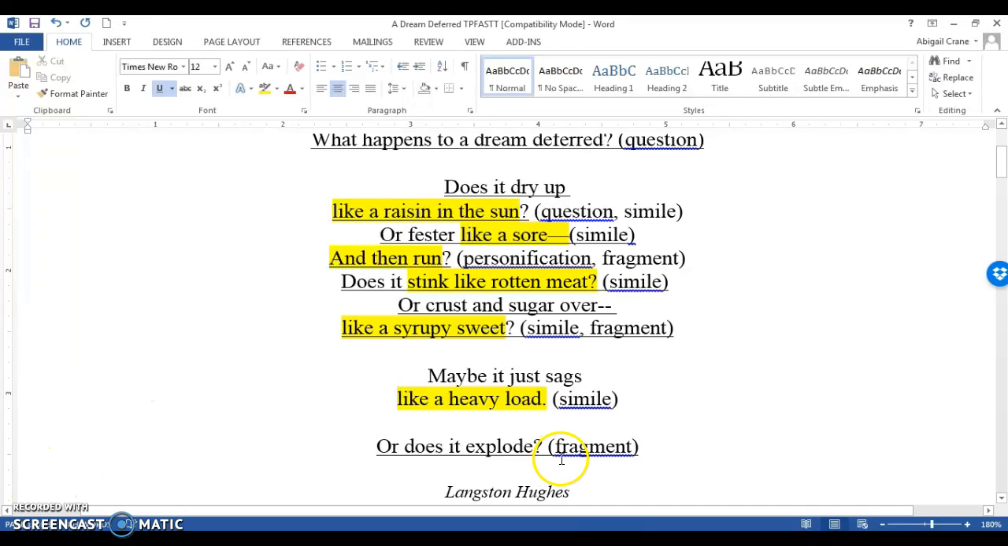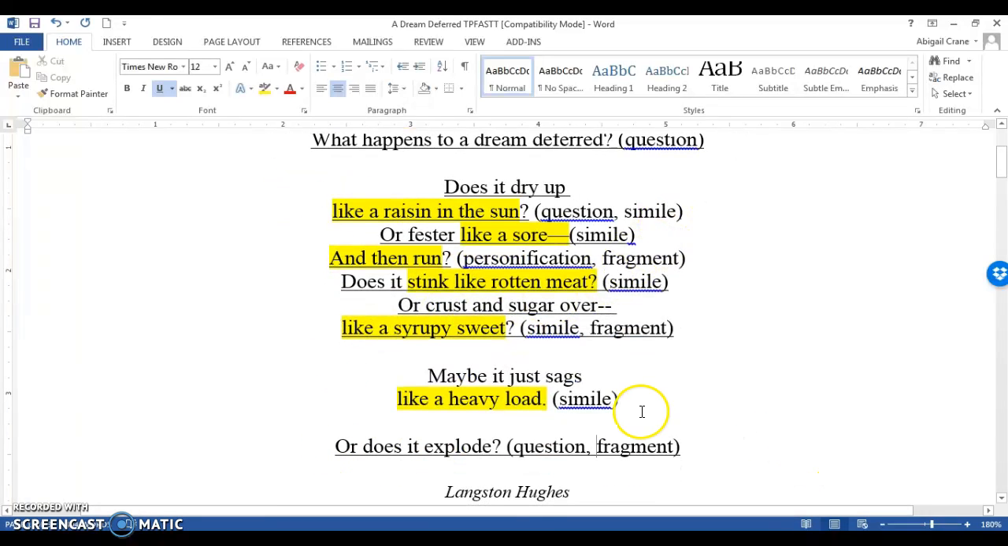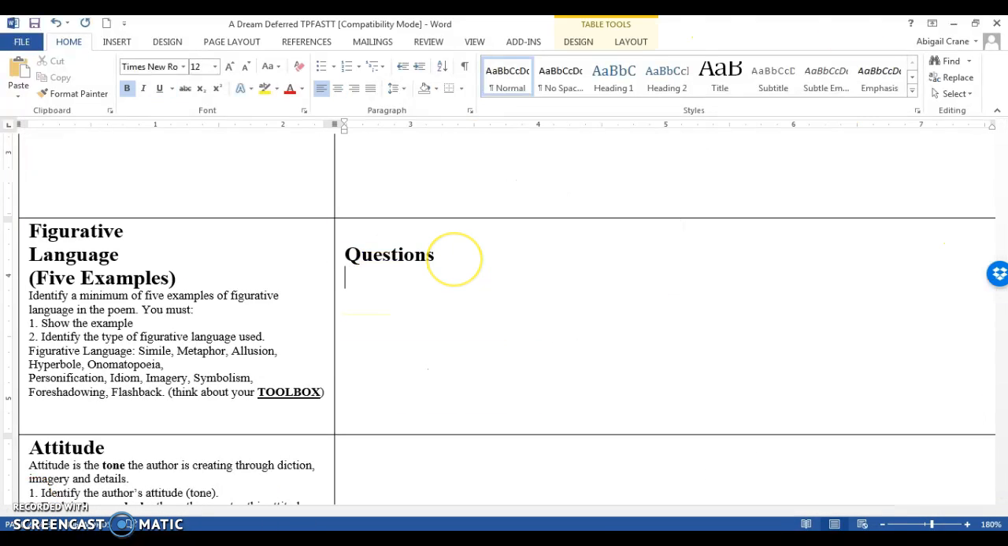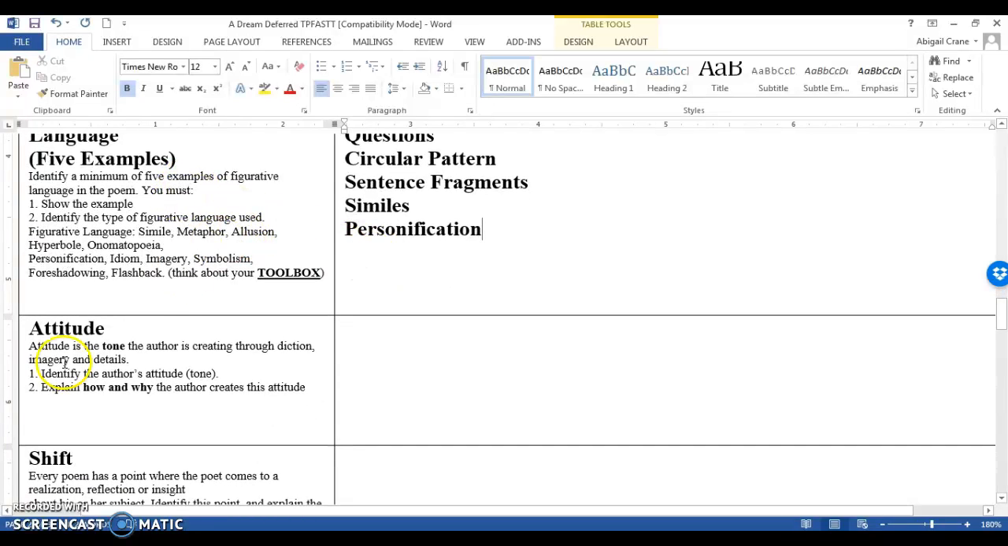And I also want to make a note that it ends with a question. So we also can notice that the poem starts with a question and then ends with a question. So I'm going to call that circular pattern. If you remember, that takes place in our story of Mice and Men. So not only do I have questions, but I also have circular pattern, sentence fragments or incomplete sentences, similes, and personification. Okay, so these are all going to be critical in helping us analyze this text a little bit further.